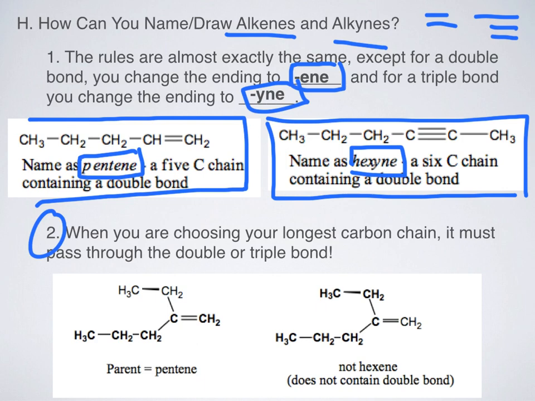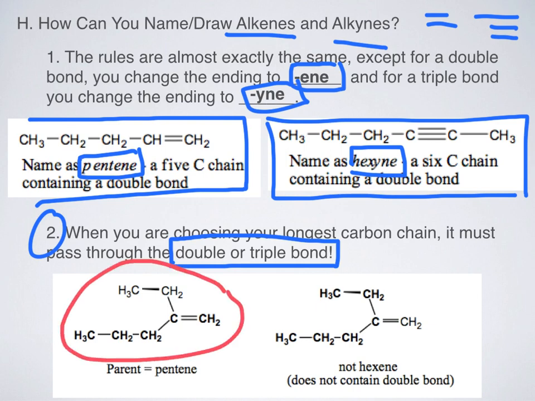Second step, when I'm choosing my longest carbon chain, it must pass through the double or triple bond. So double and triple bonds are given priority. For example, take a look at both of these. These are really good examples, actually.